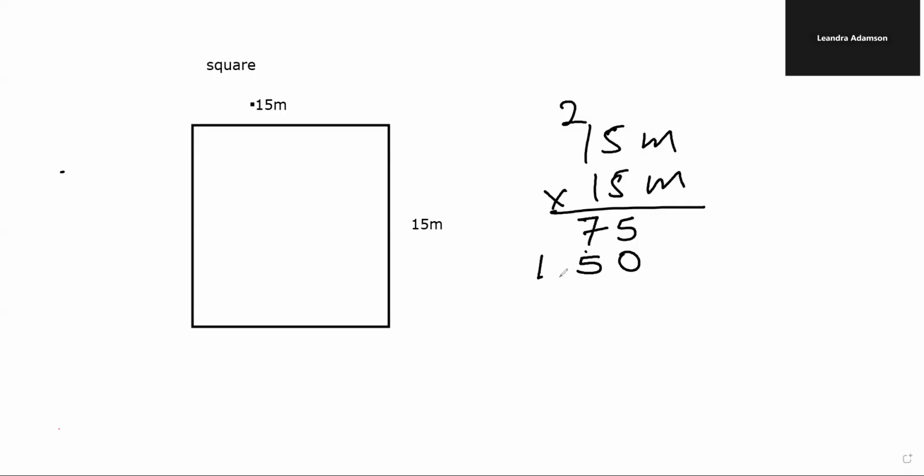We're going to do addition now. 5 plus 0 is 5. 7 plus 5 is 12. Put down the 2, carry over the 1. 1 plus 1 is 2, so put down the 2. We're going to put our unit, which is meter square. So our answer will be 225 meters square.